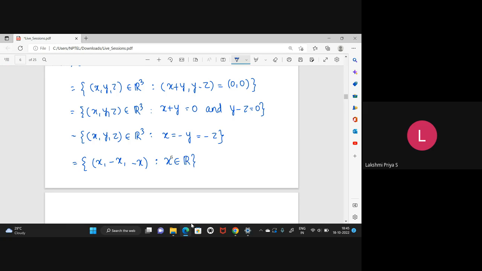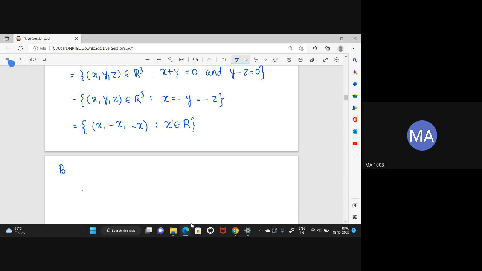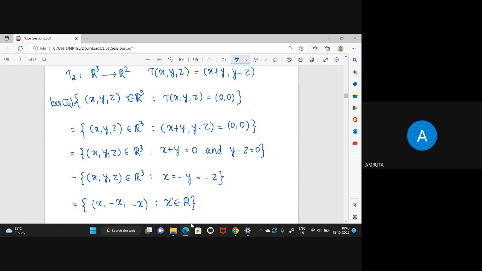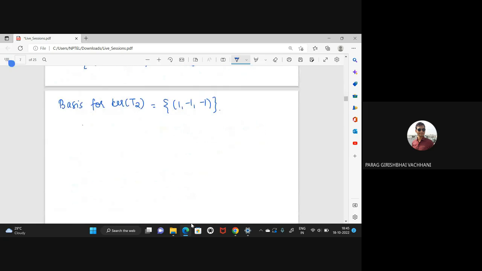Can you give me a basis for this? We can pull x outside: 1, minus 1, minus 1. So the kernel of T2 is spanned by 1, minus 1, minus 1. So what is the dimension of the kernel? 1. The dimension of the kernel of T2 is 1.